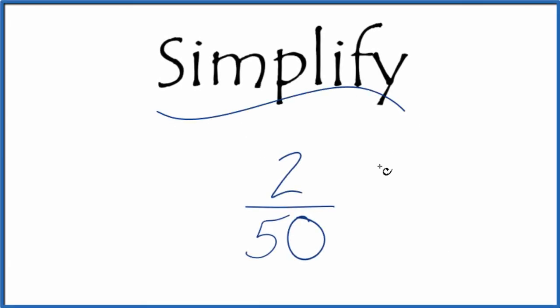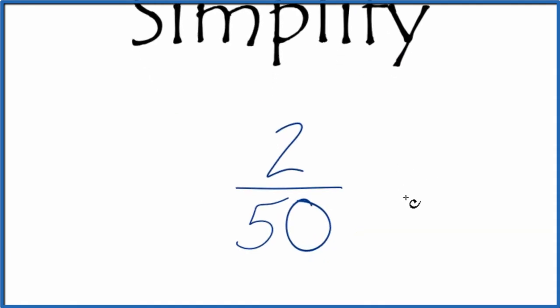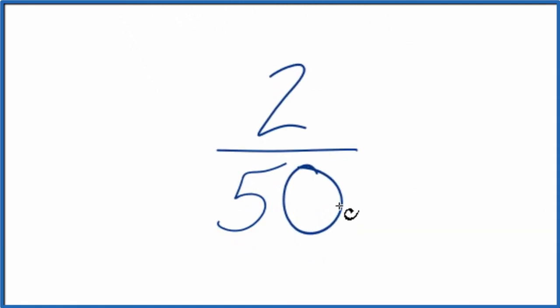Let's simplify the fraction 2 over 50. What we're trying to do is find another fraction that's equivalent to 2 divided by 50. It has the same value. It's just that we've simplified or reduced it to lowest terms. So what we need to do is find a common factor, something that goes into 2 and 50.